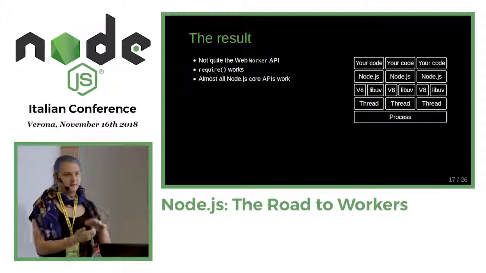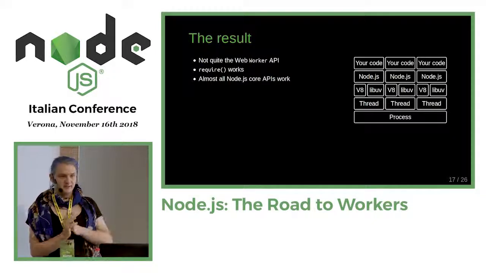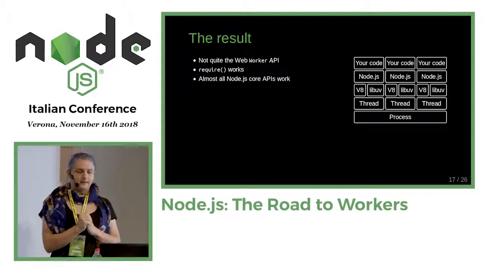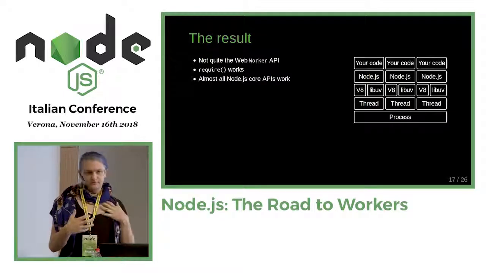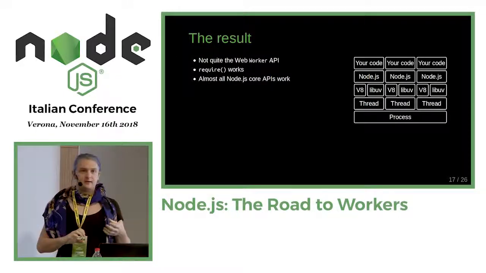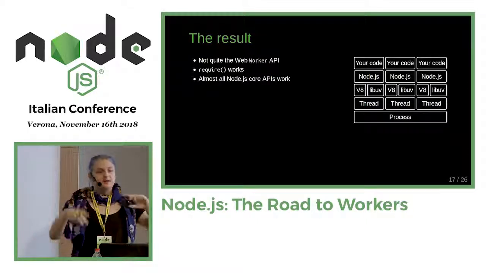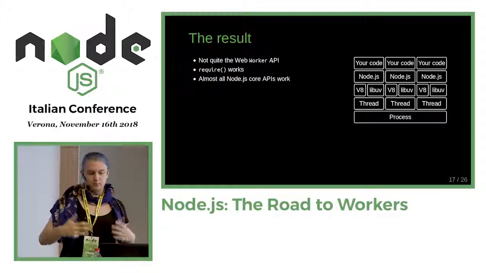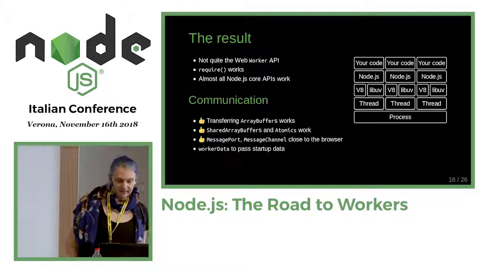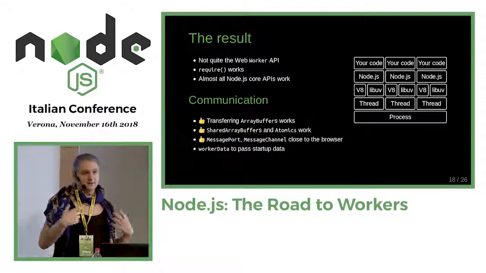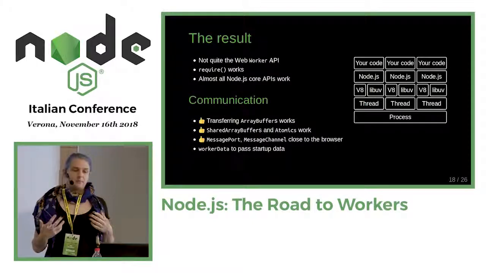So where you have require, where you have all the standard Node.js APIs available. We weren't going for the exact same API. If you want to, you should be able to implement the web worker API in terms of Node's worker API. And it supports most things that web workers also support.